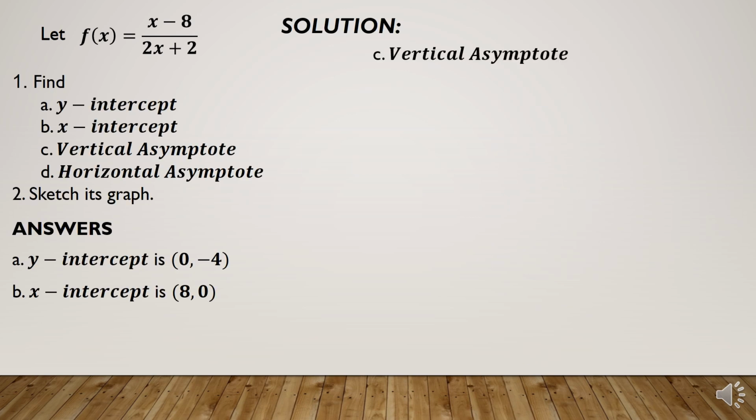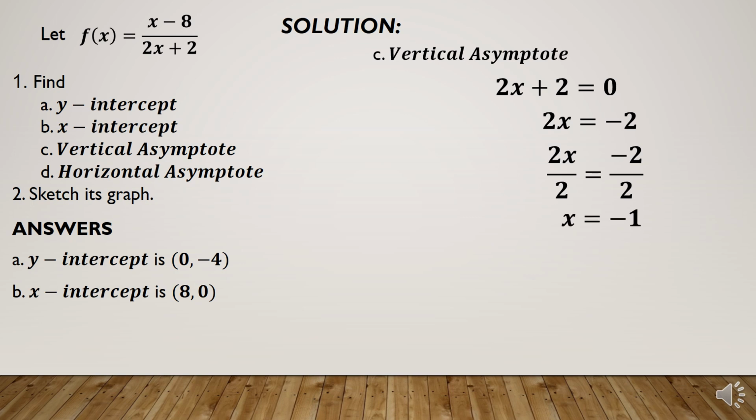Then, the vertical asymptote. To find the vertical asymptote, always remember that we need the denominator of the given rational function. Since the denominator is 2x plus 2, we will equate this to 0. Then solve for x. So transpose positive 2 to the other side. So we have 2x is equal to negative 2. Then divide both sides by the coefficient of x, which is positive 2. So we have x is equal to negative 1. Therefore, the vertical asymptote is x is equal to negative 1.